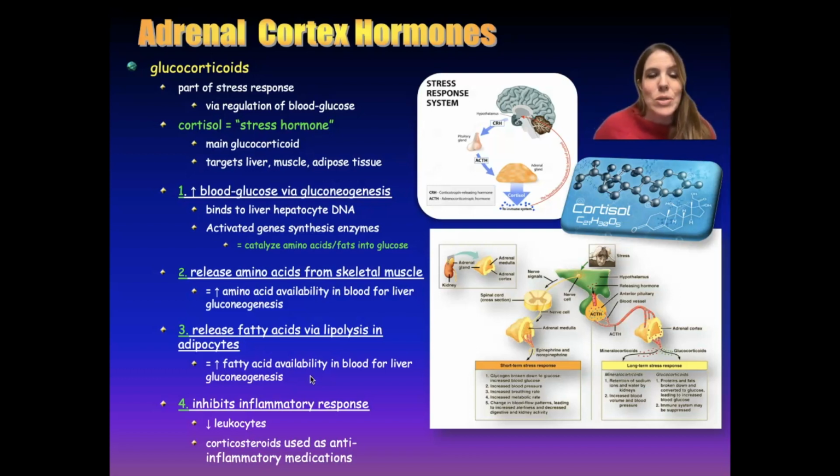Okay, so we're going to synthesize glucose by the hormone complex binding to the DNA. We're going to help the liver cells create glucose by releasing amino acids from muscle, and we're going to help the liver cells create glucose by releasing fatty acids from fat cells.